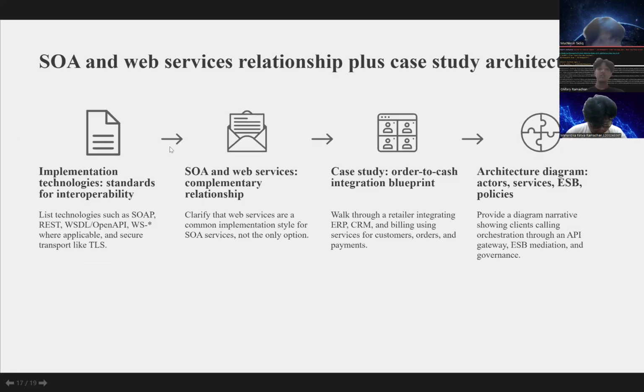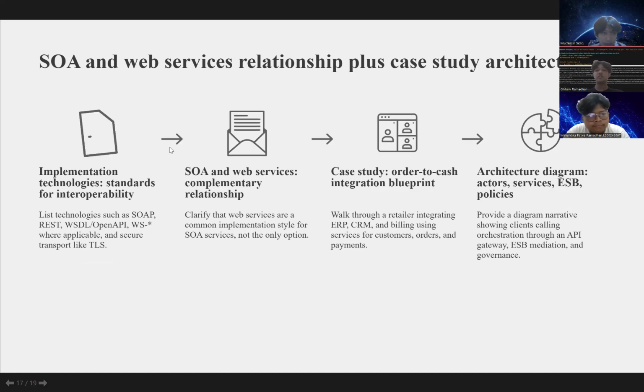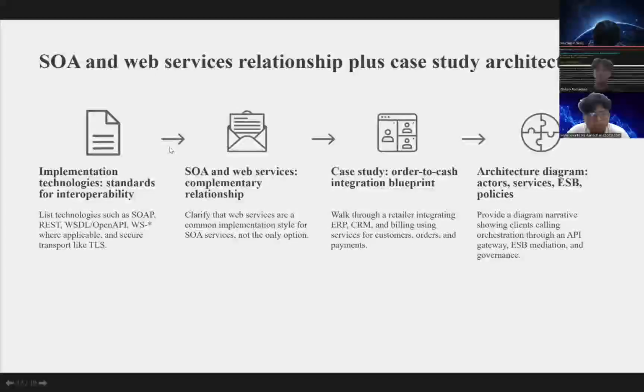Okay, SOA and web services relationship plus case study architecture. The first is implementation technology. SOA can be implemented using various technologies such as SOAP for structured XML-based communication, REST for lightweight web services, WSDL or OpenAPI for service definition, and TLS for secure communication.